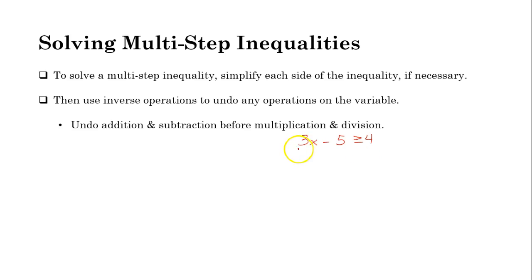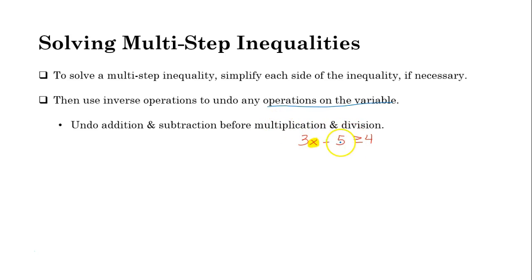Take a look at this inequality. Here's my variable. Now, what are the operations on that variable? I have multiplication by 3 and subtraction by 5. I am going to undo the subtraction before I undo the multiplication. Because if I try to undo the multiplication first by dividing by 3, I would have to divide both sides by 3, which is going to give me some fractions. And most people I talk to would rather avoid them. So, to avoid them, we can undo the addition and subtraction before we undo multiplication and division.